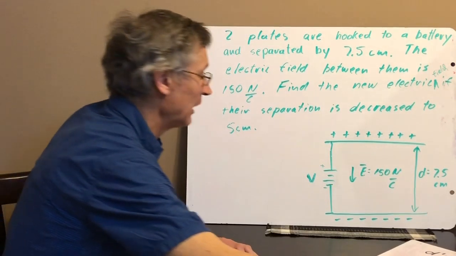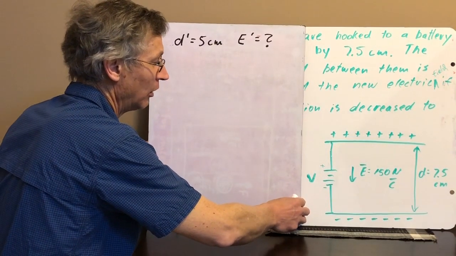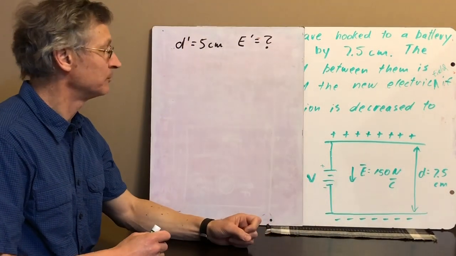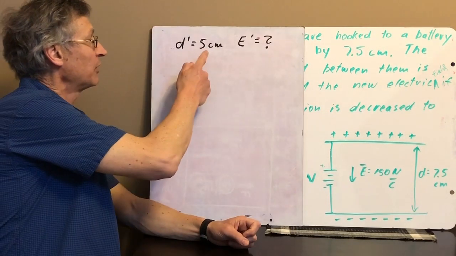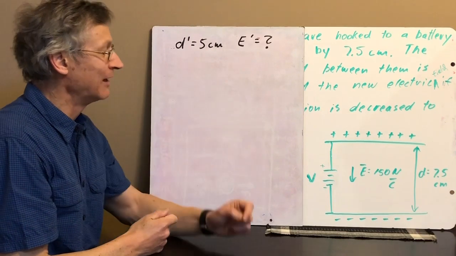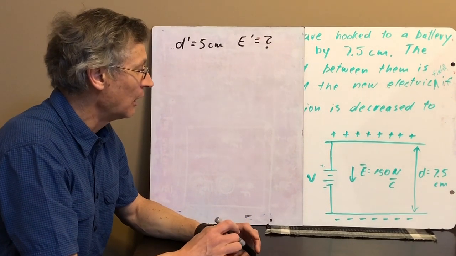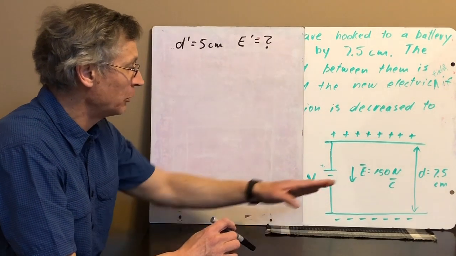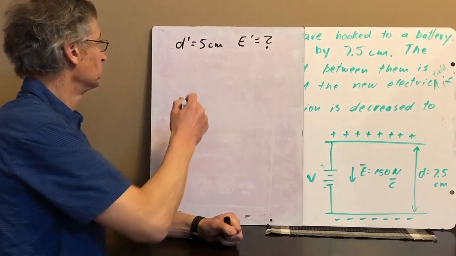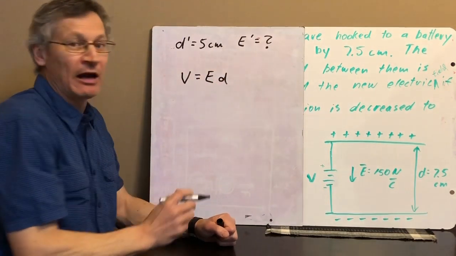Okay, so what's happening here? Well, we're changing our separation, right? Our separation is becoming 5 centimeters. So we're going to have a new separation of 5 centimeters. What is our new electric field going to be? Let's see if we can figure out how to do that. What do I know about this situation? Well, I know that V equals Ed. Write down what we know. V equals Ed.